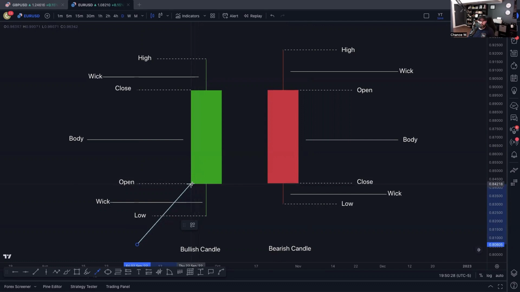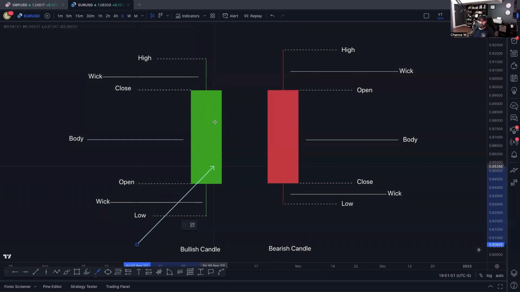On a bullish candle, the open is always going to be at the bottom of the body, and the close is always going to be the top of the body. Likewise, on a bearish candle, the open is going to be the top of the body, and the close is going to be the bottom of the body. Anything that happened between the open and the close is going to be visualized and represented by a body.